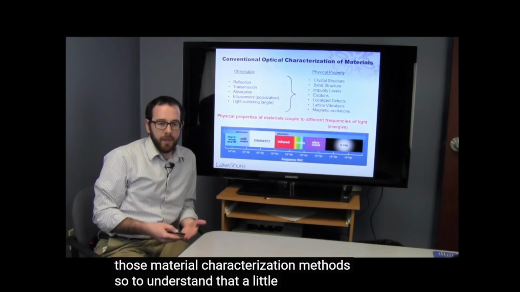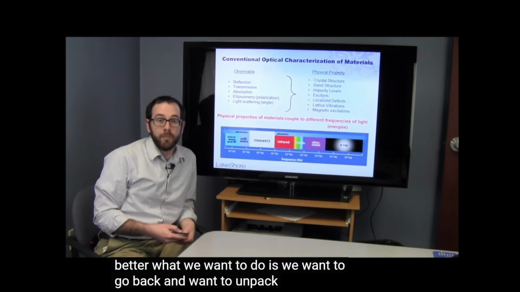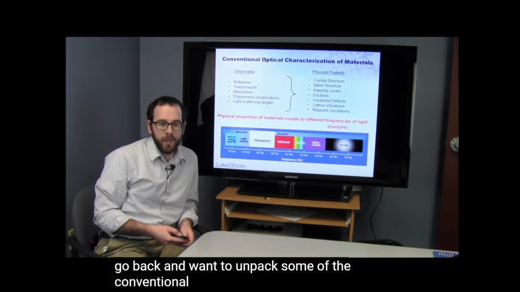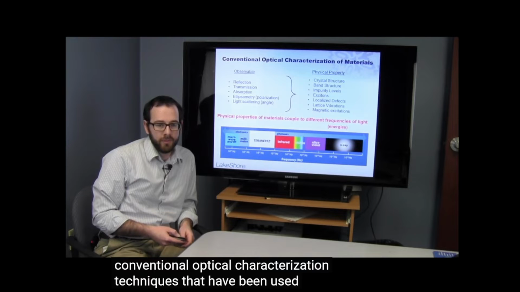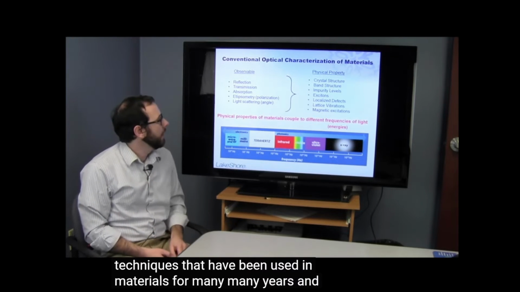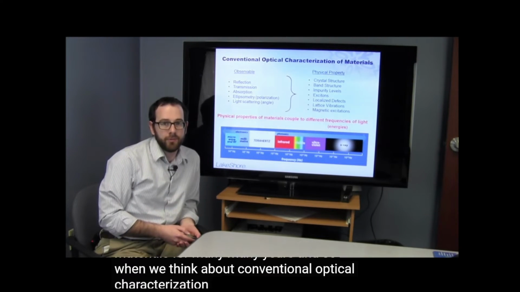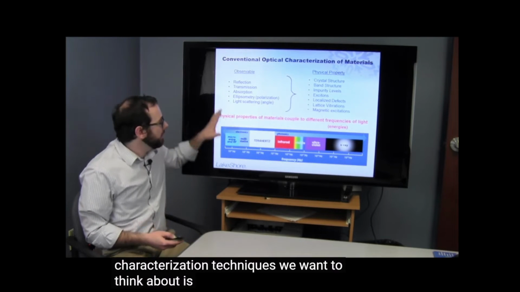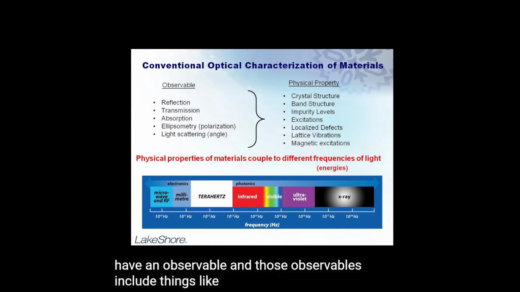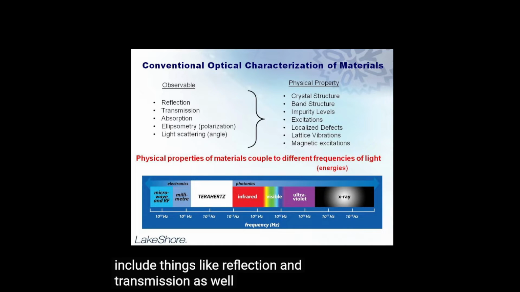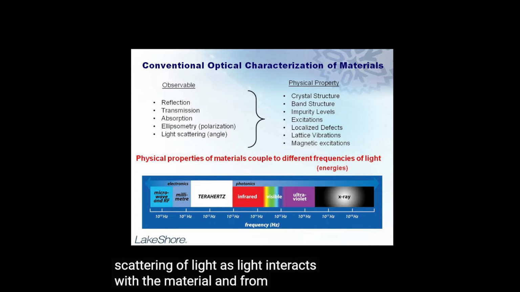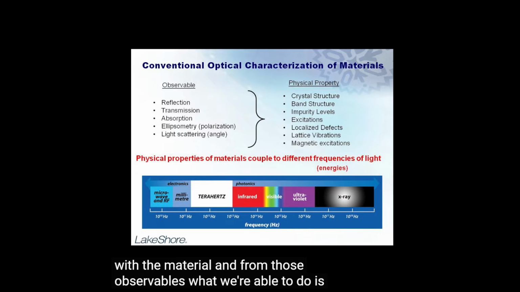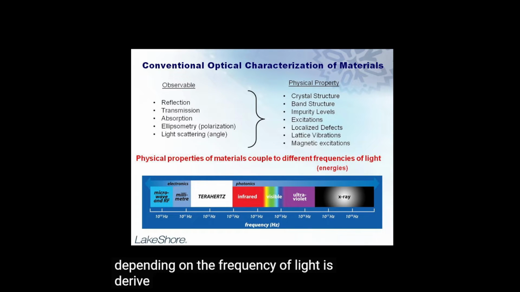To understand that a little better, we want to go back and unpack some of the conventional optical characterization techniques that have been used in materials for many, many years. When we think about these techniques, we have an observable, and those observables include reflection and transmission, as well as absorption, ellipsometry, and the angular scattering of light as light interacts with the material. From those observables, depending on the frequency of light, we are able to derive physical properties of a given material.